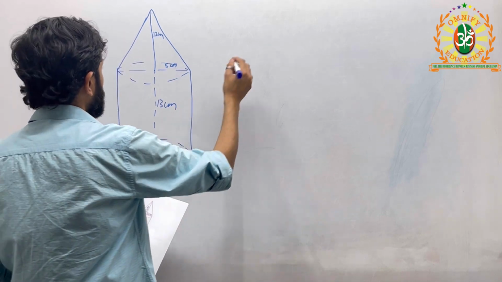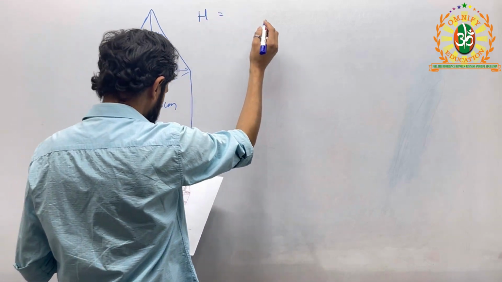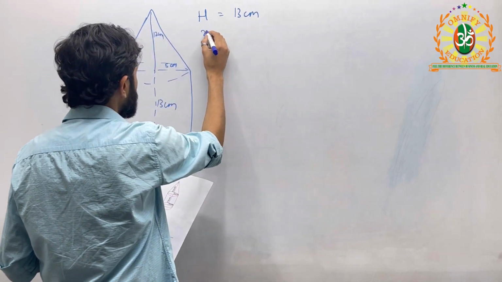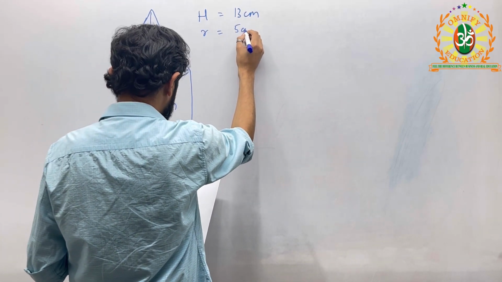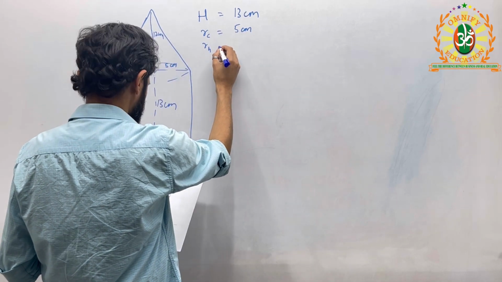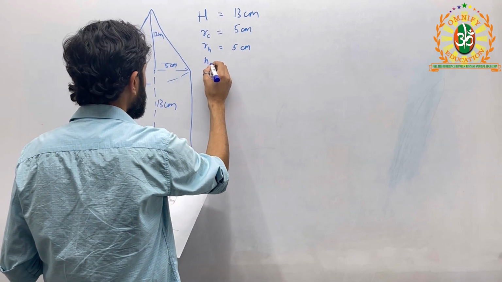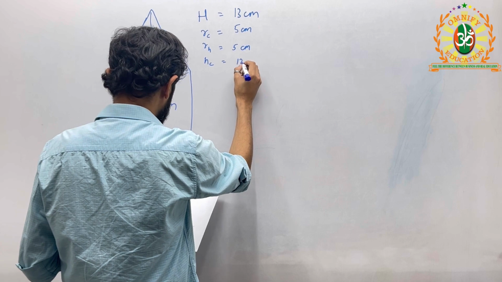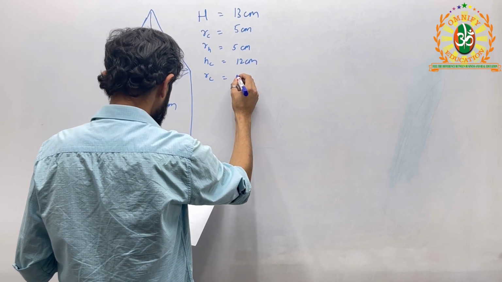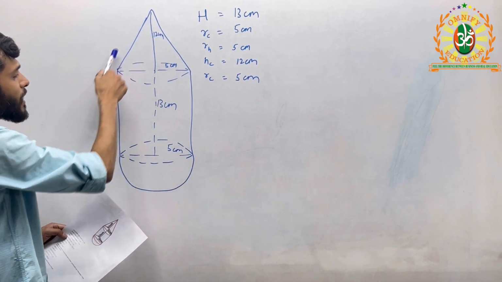So we have what are given, we write the values. H is the height of the cylinder, which is 13 centimeter. The radius of the cylinder R is 5 centimeter, and the radius of the hemisphere is also 5 centimeter. The height of the cone is 12 centimeter, and the radius of the cone is 5 centimeter. So first of all, we have to calculate the slant height of the cone.